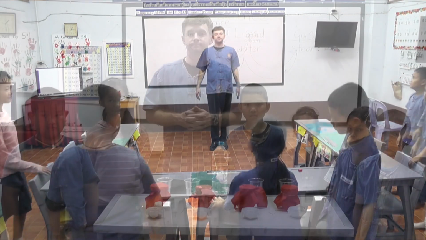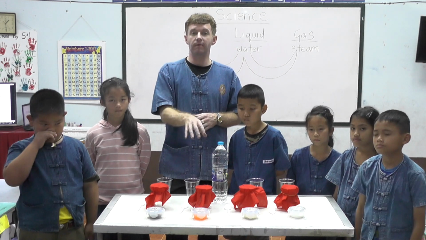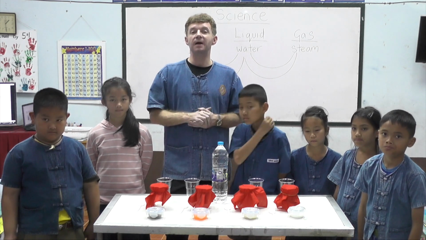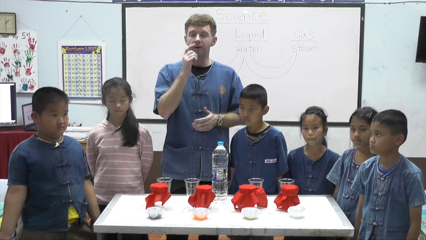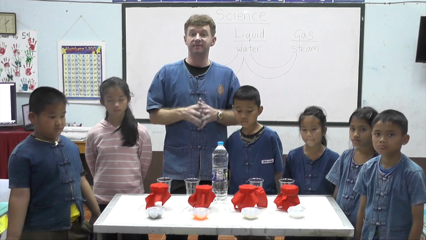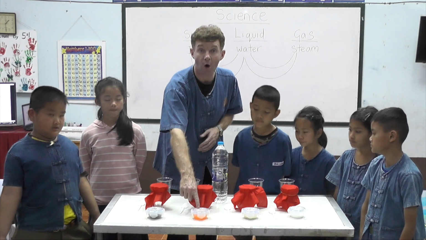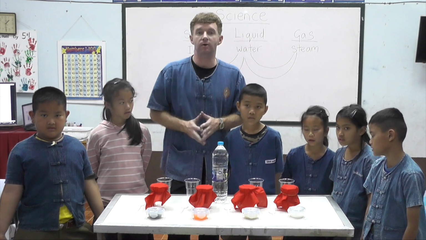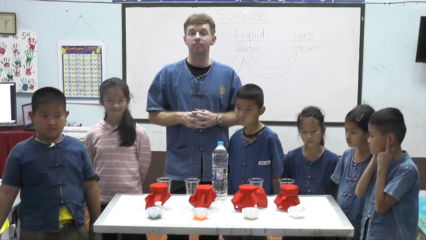Okay, guys, sit down. And now we're going to conduct an experiment to see how different materials can change from one state of matter to another. The two states of matter we're going to concentrate on here are solid and liquid. We can't really look at gases, but we're going to look at how solid and liquid objects can mix together. So we have raspberry, orange juice, sugar, and cornstarch.